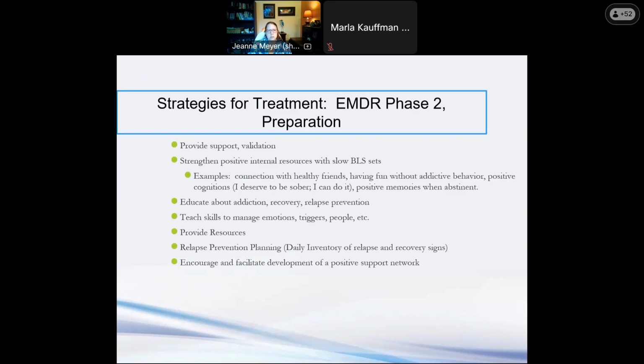And sometimes if we use slow bilateral stimulation, then it just strengthens that. So it's not the same thing as processing. Processing is fast. Something about it, the fast BLS helps the brain process. The slow BLS, when we're talking about or thinking about positive internal resources, seems to strengthen.